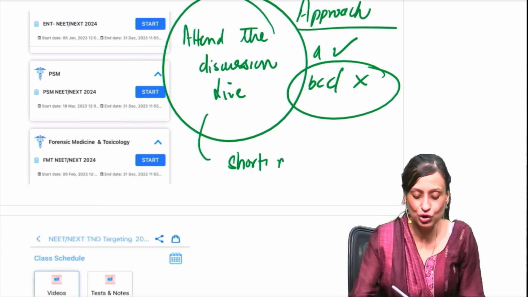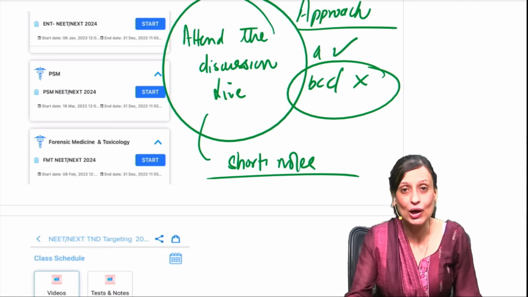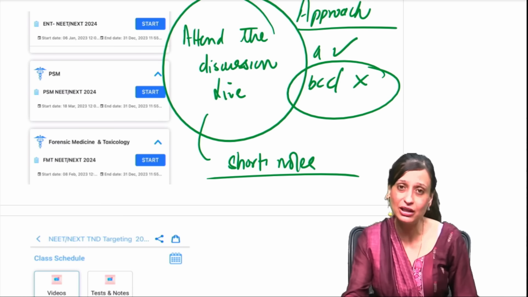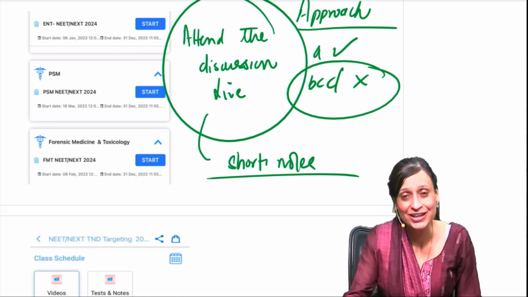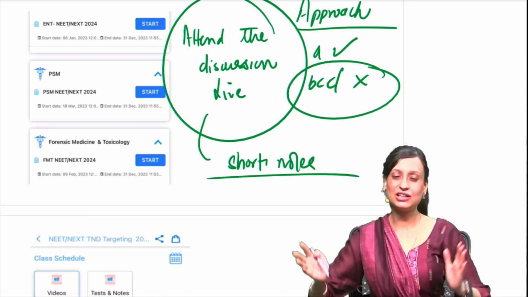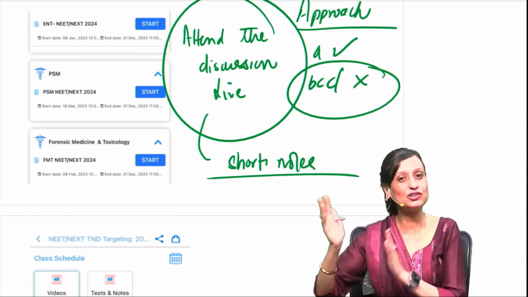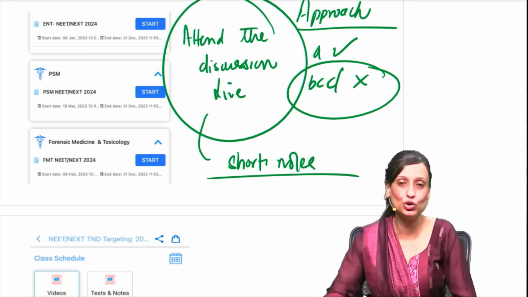So, you would often ask me, "Ma'am, I have made my class notes in the regular class. Now am I doing TND? Should I make notes?" My answer is yes. How you do it is the key. I don't really want you to sit with another notebook for anatomy, another one for biochem and another one for physio.